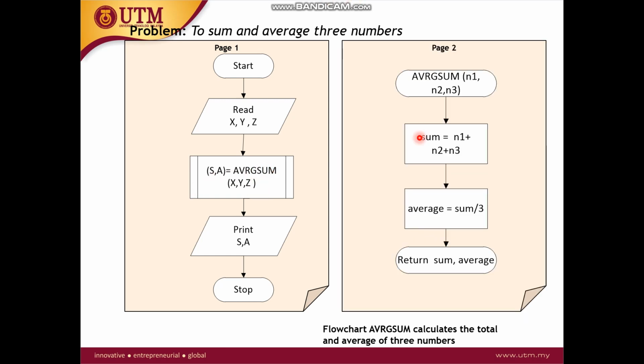The function average sum has 3 parameters. They are n1, n2, and n3. Look, we have given you 3 different parameters. No matter what the names of the variables are, you need to give the same number of parameters as the function has. Then it calculates the summation of them, and it also calculates the average of them. But here it returns 2 values, sum and average, and this sum goes to this S and this average goes to this A. Then it prints the S and A, and the flowchart comes to its stopping point.